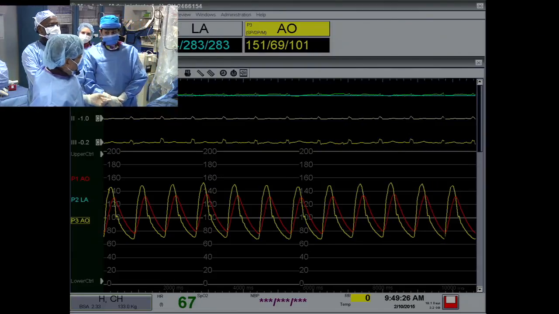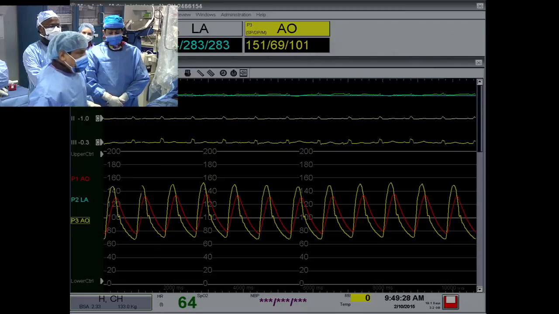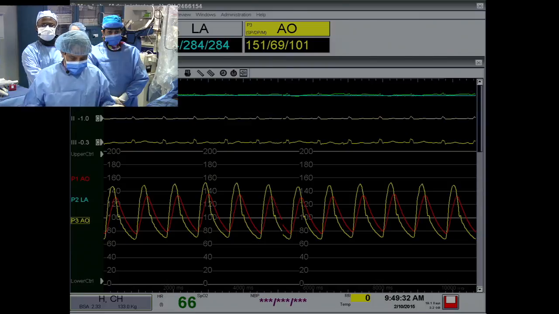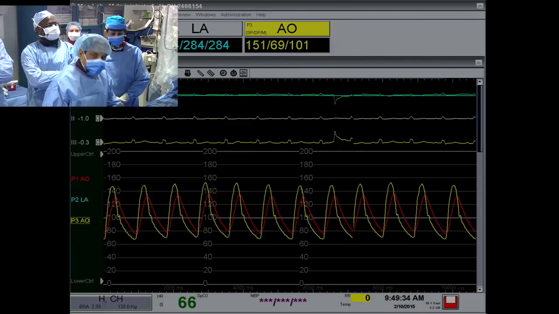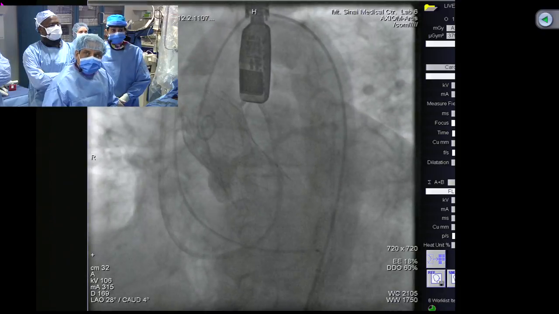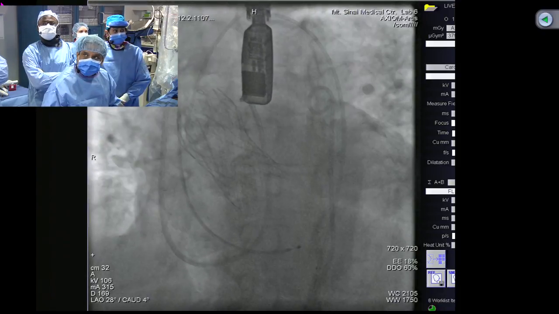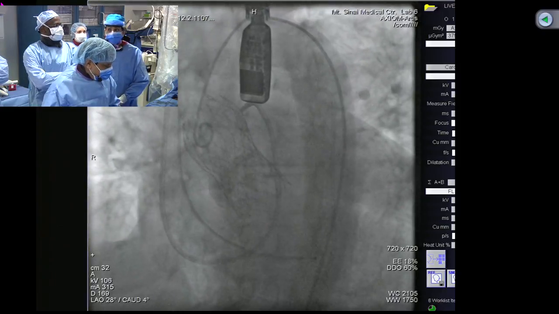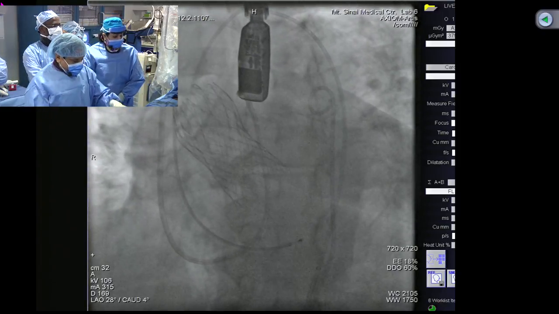The next choice would be a 28 millimeter, but that would be beyond the annular size in this particular case. And from an imaging standpoint, I don't think we need to do that because there's a lot of calcium and it will risk annular rupture. So I think this is a reasonable outcome. Actually, a pretty good outcome. For a unicuspid, an excellent outcome.